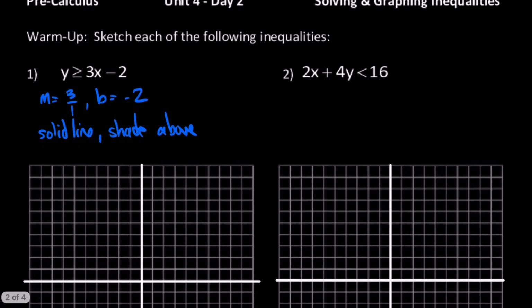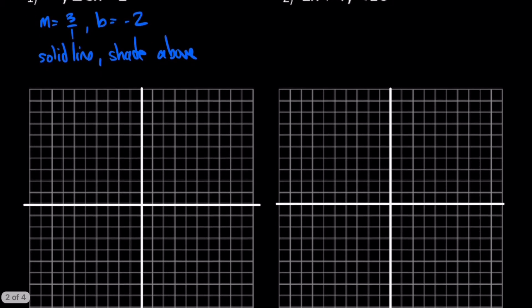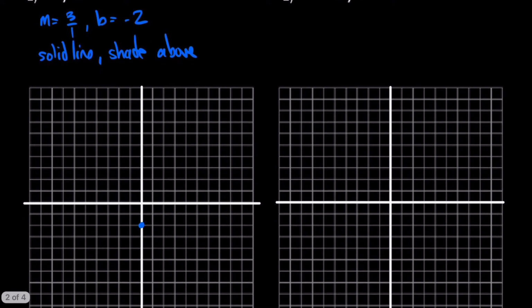All right, so let's get some points on this line. We said y-intercept is negative 2. So there we go, crosses the y-axis at negative 2. My slope is 3 over 1, so that's up 3 over 1, up 3 over 1. Just continue that. If you want to reverse it, down 3, left 1, down 3, left 1, and continue that. So it's a solid line.